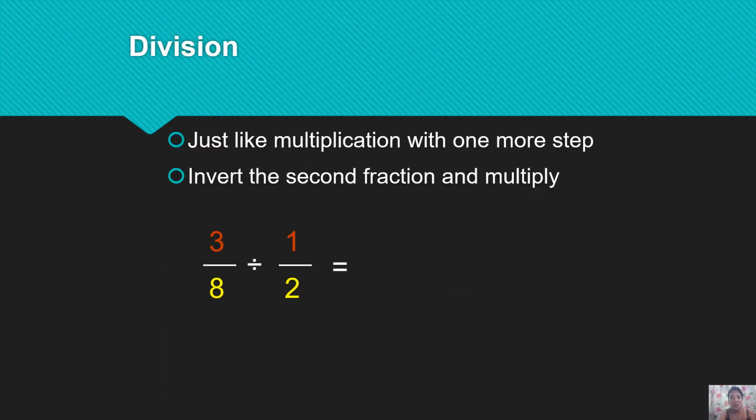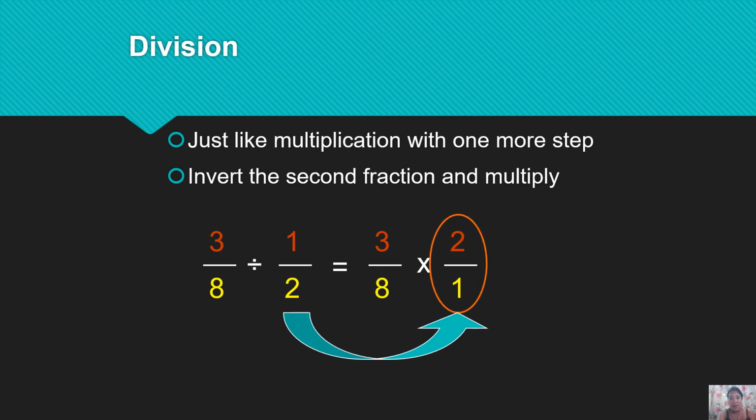Now let's proceed to division. So just like multiplication with one more step, you simply invert the second fraction and multiply. So we have here our example, 3 over 8 divided by 1/2. So what is the answer? So the procedure is, first you copy the first fraction, that's 3 over 8. Then, instead of writing divide, you write times. And then you invert the second fraction. So 1/2 will become 2 over 1.